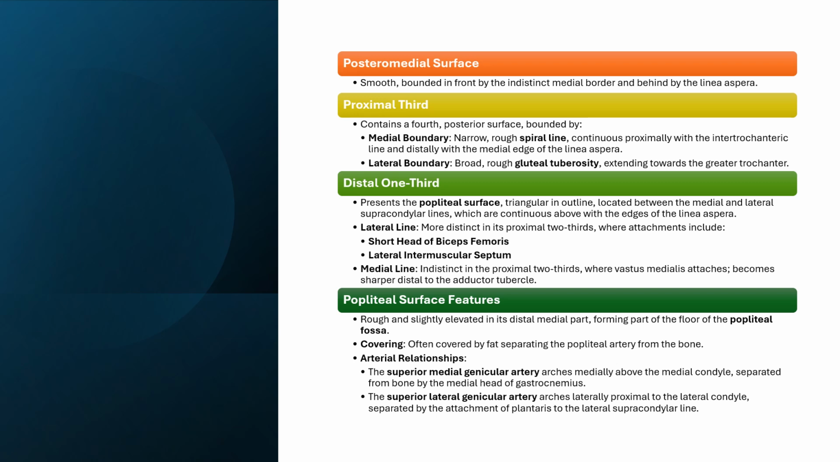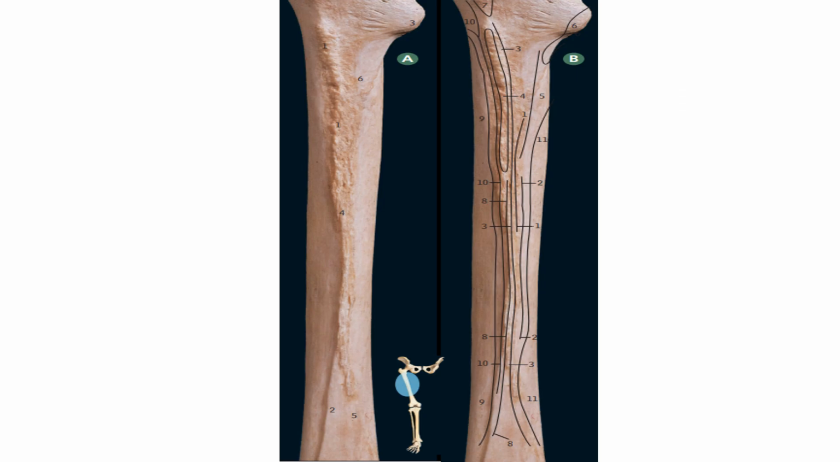Arterial relationships: the superior medial genicular artery arches medially above the medial condyle, separated from bone by the medial head of gastrocnemius. The superior lateral genicular artery arches laterally proximal to the lateral condyle, separated by the attachment of plantaris to the lateral supracondylar line.